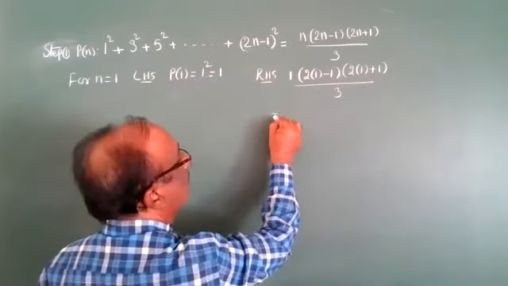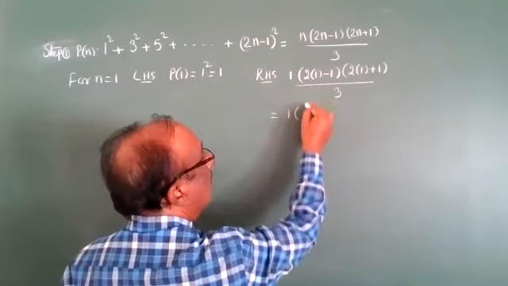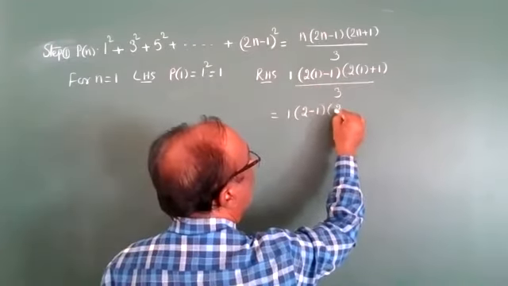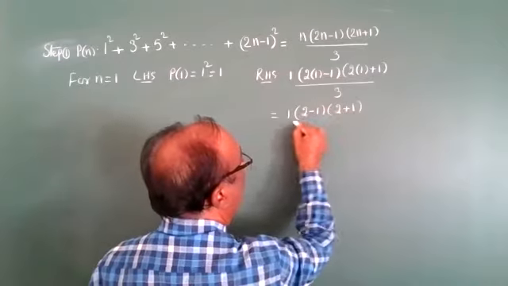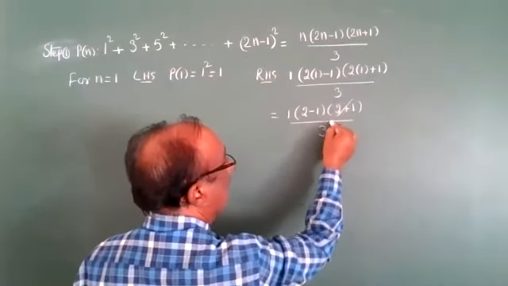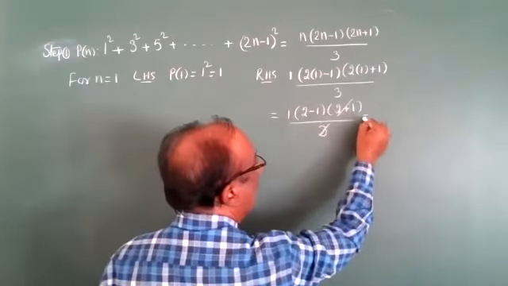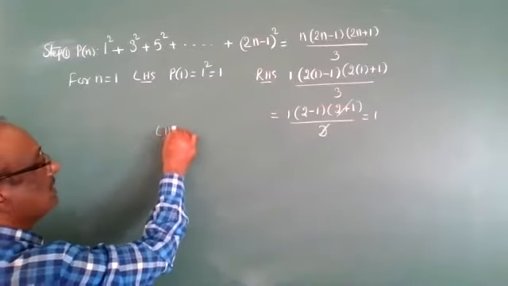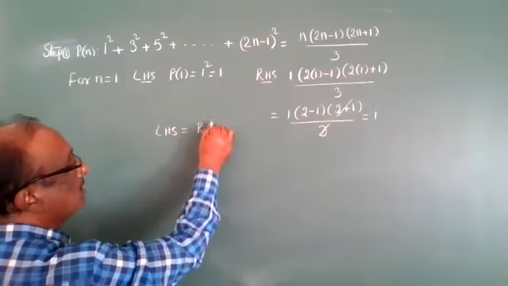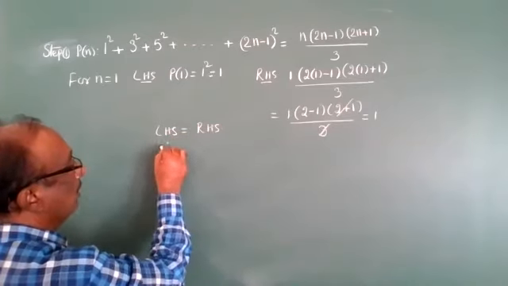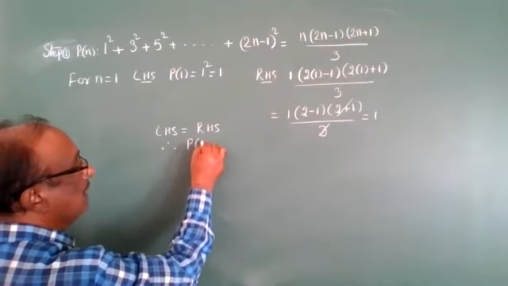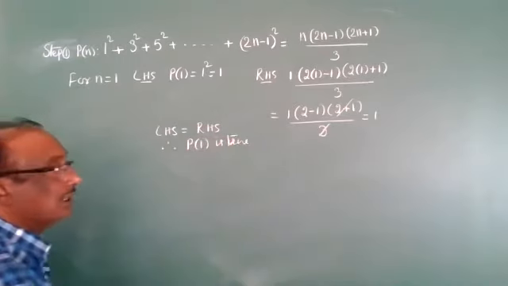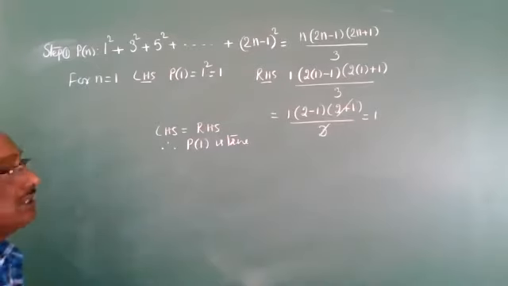Right, everyone simplify. 2 times 1 is 2, minus 1. 2 times 1 is 2, plus 1 upon 3. 3 cancel. 2 minus 1 is 1. Total value is 1. Therefore, LHS is equal to RHS. Therefore, P of one number is true. Write down everyone step 2.